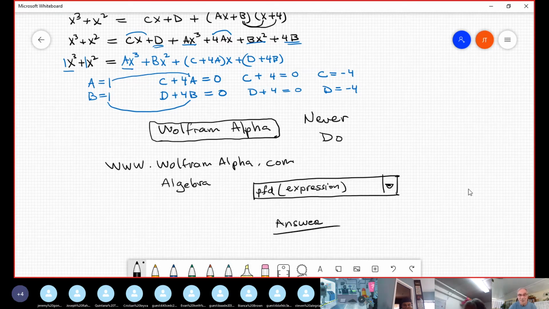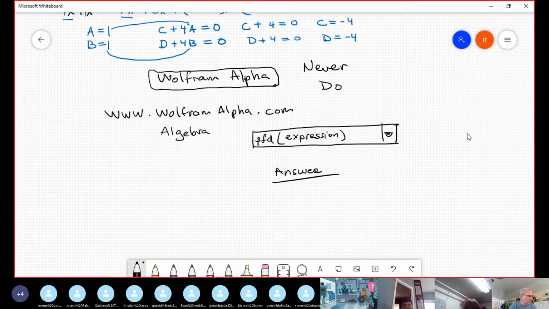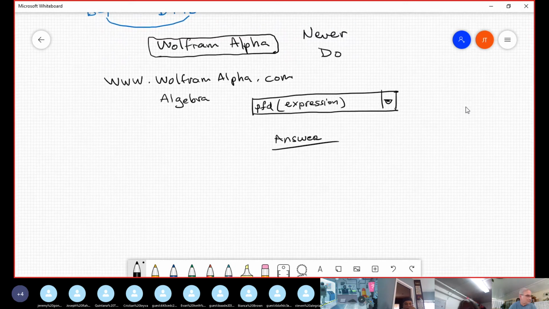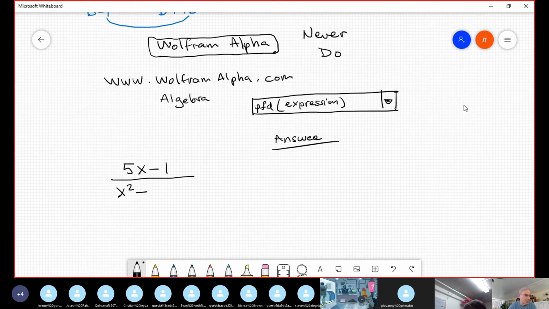In the previous class, we solved one elementary example. Remember, it was 5x minus 1 over x squared plus x minus 12. But I want to repeat it again because it's very, very important. What case do you suppose this is? Case 1, 2, 3, or 4? I have no idea, no?